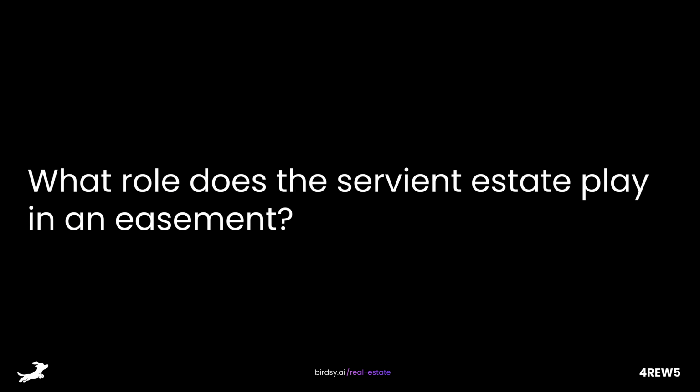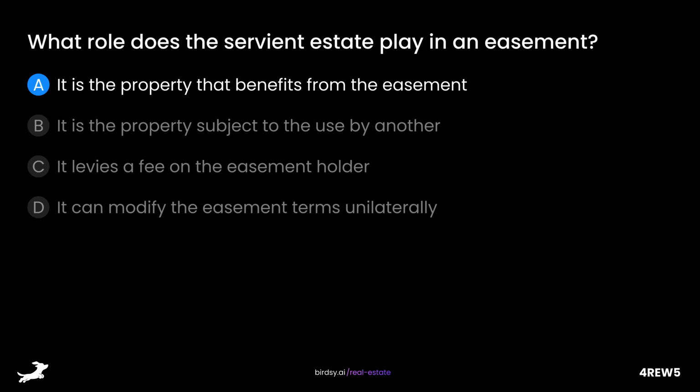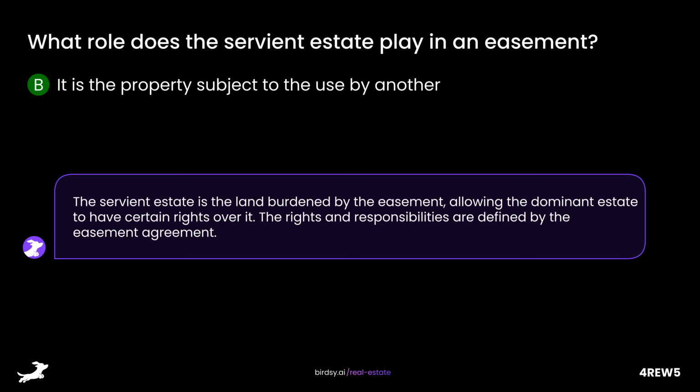What role does the servient estate play in an easement? Is it A, it is the property that benefits from the easement? B, it is the property subject to the use by another? C, it levies a fee on the easement holder? Or D, it can modify the easement terms unilaterally? The answer is B, it is the property subject to the use by another. The servient estate is the land burdened by the easement, allowing the dominant estate to have certain rights over it. The rights and responsibilities are defined by the easement agreement.